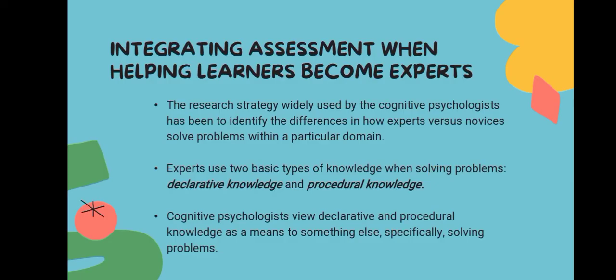So, integrating assessment and helping learners become experts. The research strategy widely used by cognitive psychologists has been to identify the difference in how experts versus novices, when you say novices means freshmen or rookies or newbies, solve problems within a particular domain. Their goal in determining the differences between experts and novices in solving problems is to identify the gaps between the two participants, so that they can come up with a strategy or a way to transform these learners into experts.